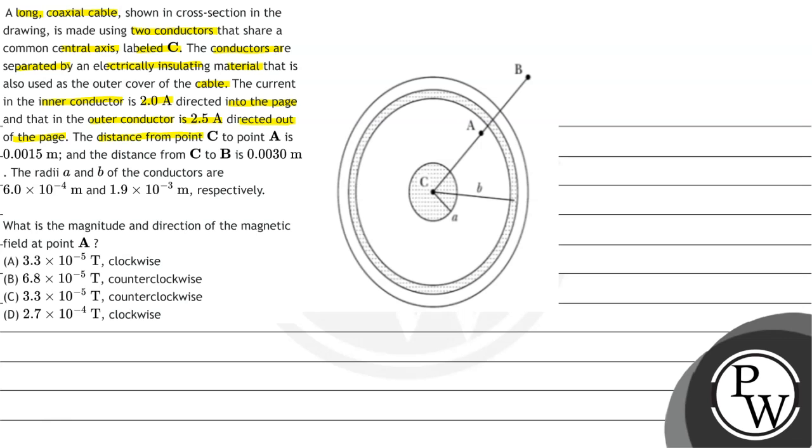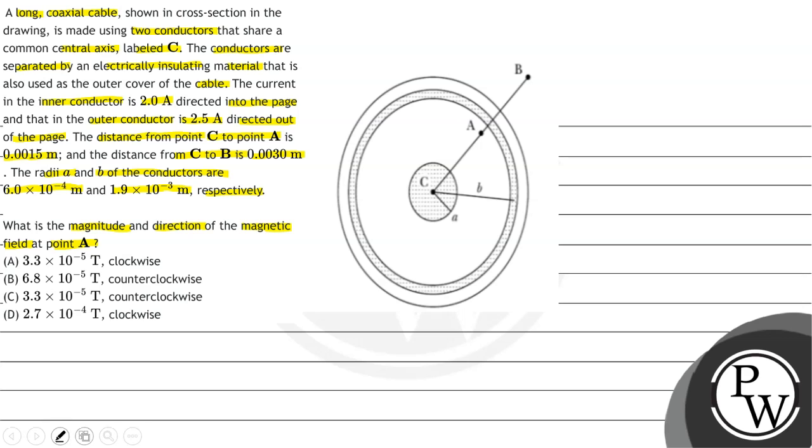The distance from point C to point A is 0.0015 meter, and the distance from C to B is 0.0030 meter. The radii of A and B of the conductors are 6 multiplied by 10 to the power minus 4 meter and 1.9 multiplied by 10 to the power minus 3 meter respectively. What is the magnitude and direction of the magnetic field at point A? We have to find out. Here 4 options are given. Out of the given 4 options, which one is correct?